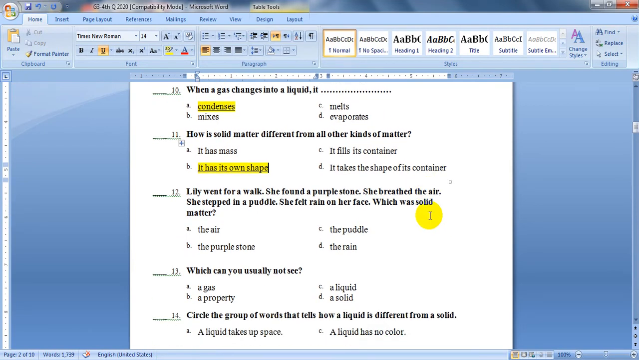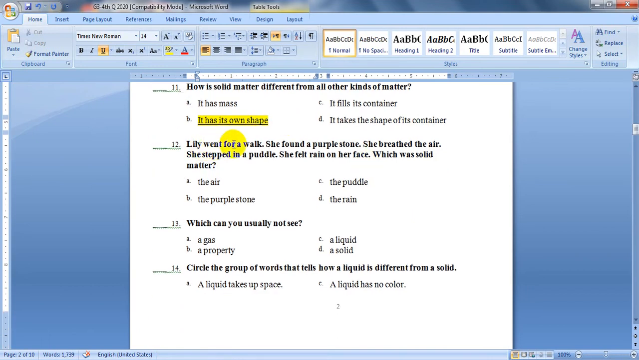The next question, 12. Lily went for a walk. She found a purple stone. She breathed the air. She stepped in a puddle. She felt rain on her face. Which was solid matter? The air, is it solid? The purple stone, the puddle, the rain. The solid here is the purple stone because air is gas, the puddle has water, so it's a liquid, the rain is also liquid.